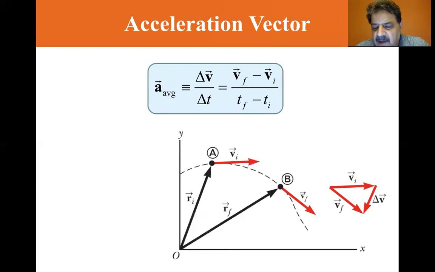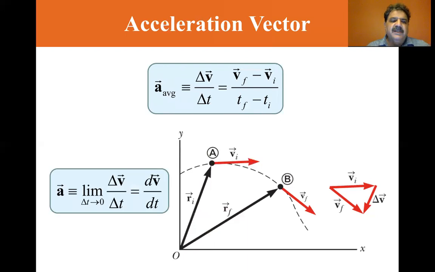Instantaneous acceleration is the limiting value of the ratio delta v over delta t as delta t approaches zero. So the instantaneous acceleration is the limit as delta t approaches zero of delta v over delta t, or dv dt in calculus terms. So the instantaneous acceleration is the time derivative of the velocity vector.